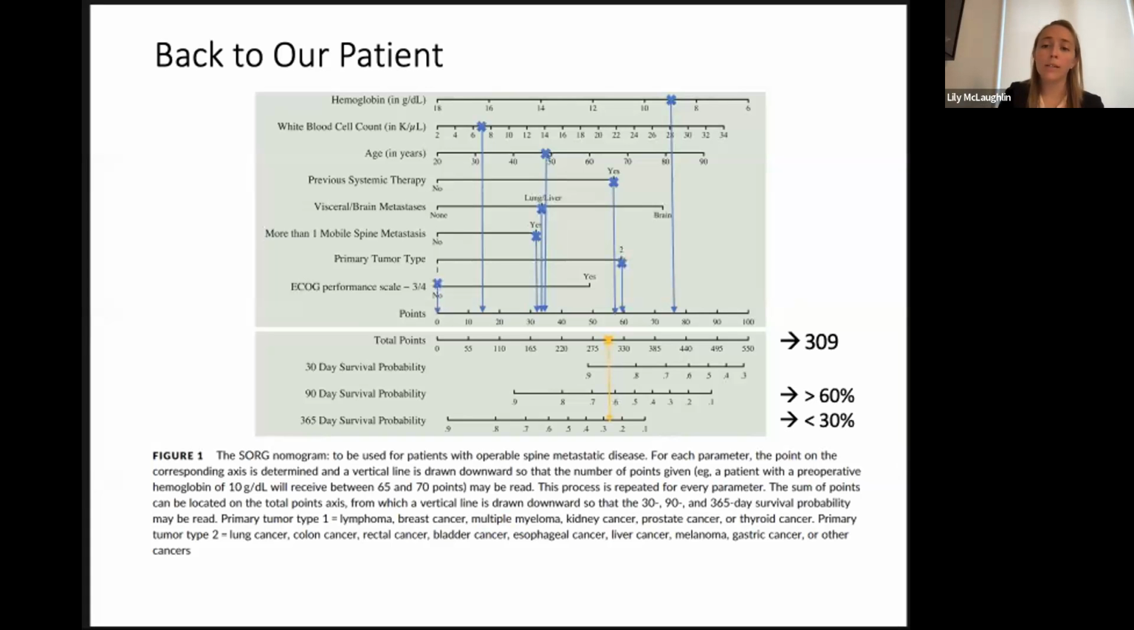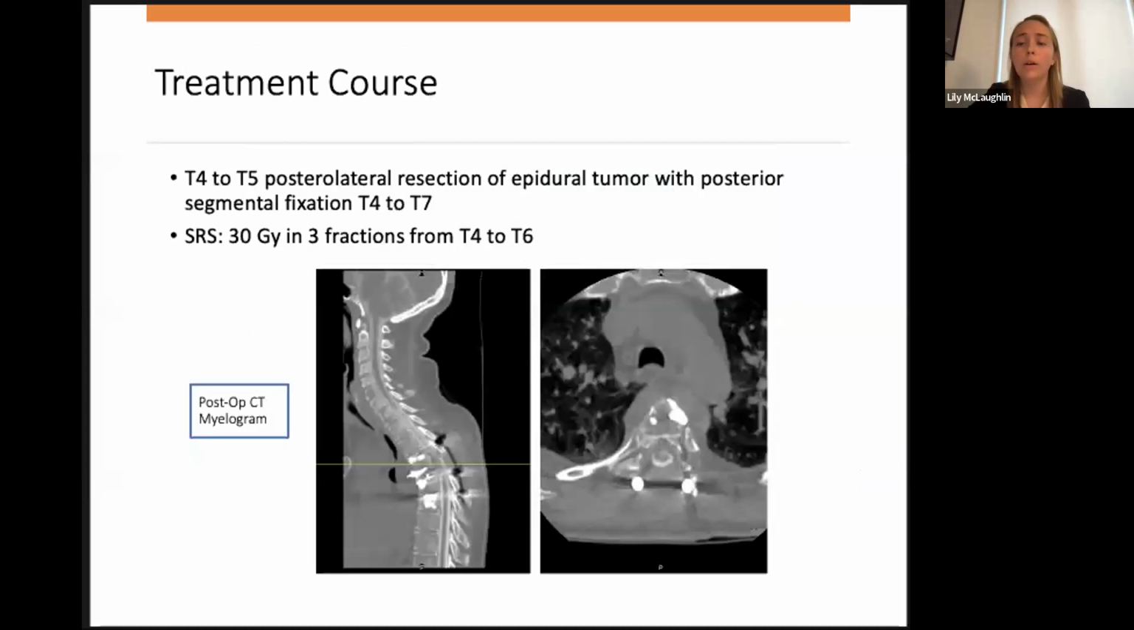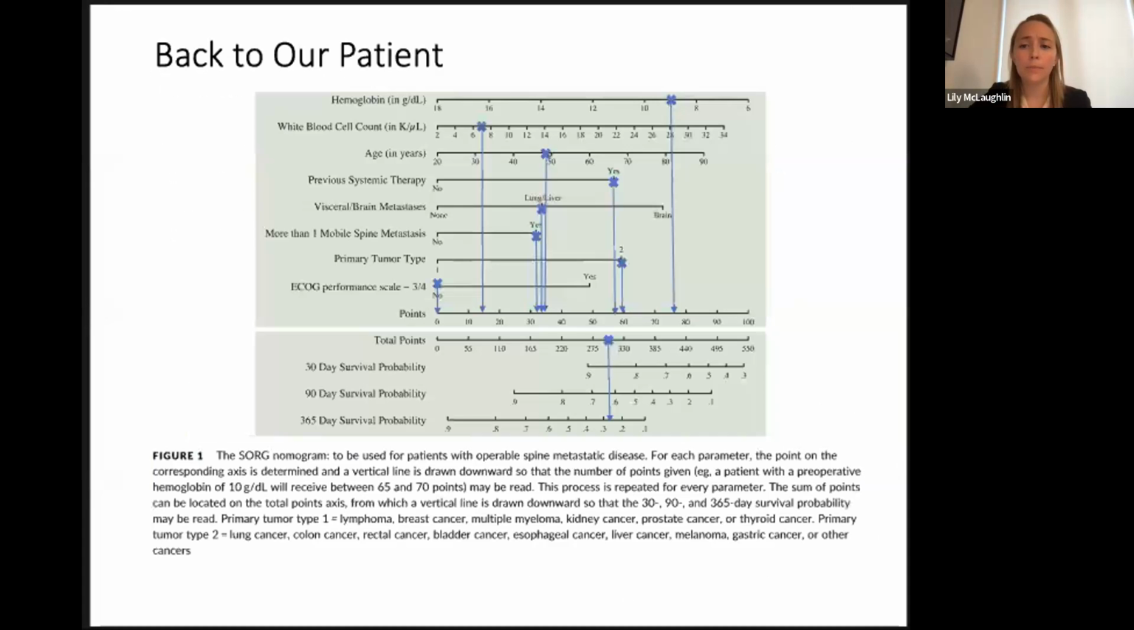And therefore, for our systemic aspect of NOMS, the nomogram is telling us that our patient has over a 60% chance of surviving 3 months and a less than 30% chance of surviving a year. Ultimately, this patient did undergo T4 to 5 LAMI with resection of epidural tumor and then posterior fixation from T4 to 7, and then did get some adjuvant radiation SRS in the form of 30 gray in 3 in that same area.